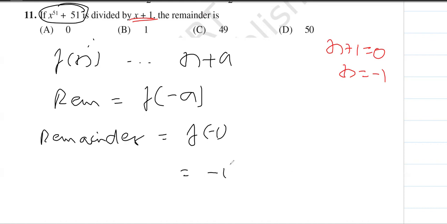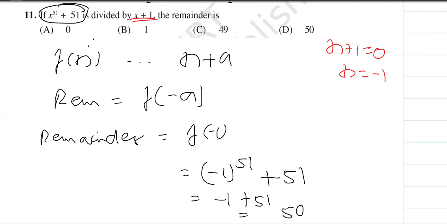So that means the remainder in this case is, if I replace this x with minus 1, what am I going to get? Minus 1 raised to the power positive 51 plus 51. Now we know that minus 1 raised to an odd power, and this is an odd power, is minus 1. So this is minus 1 plus 51, and that is equal to 50. So the correct answer over here is 50.